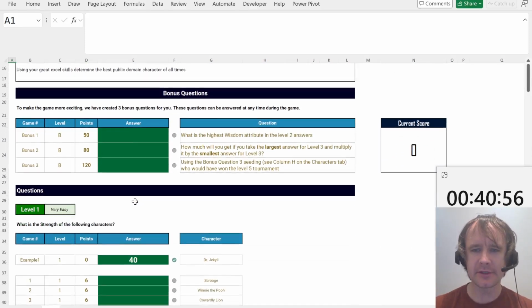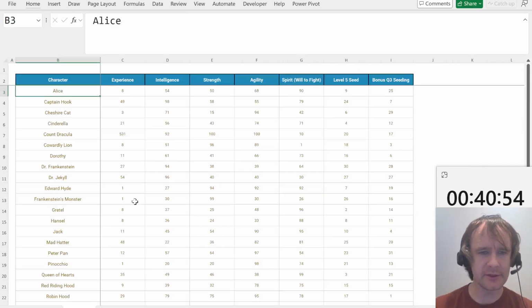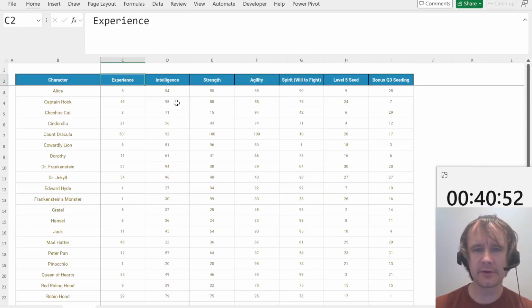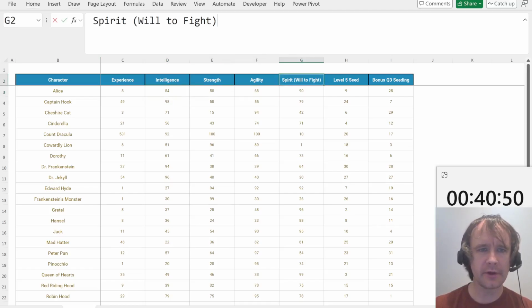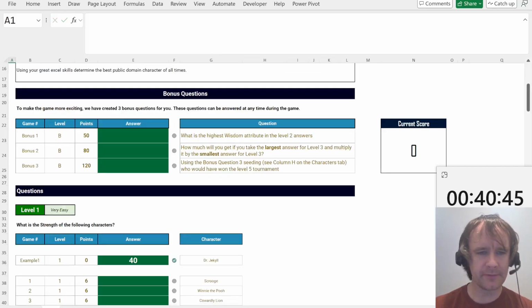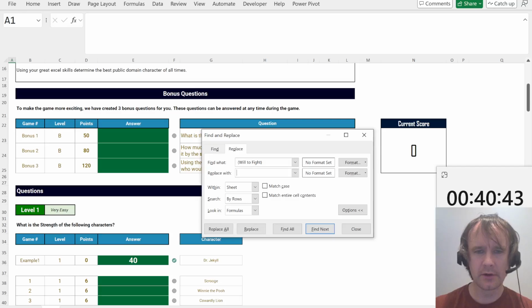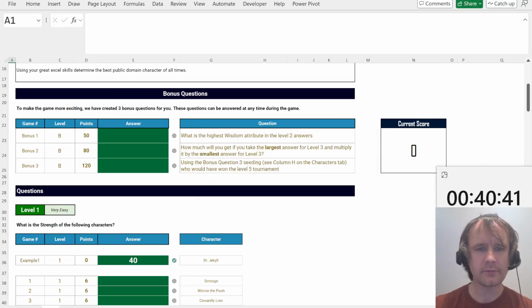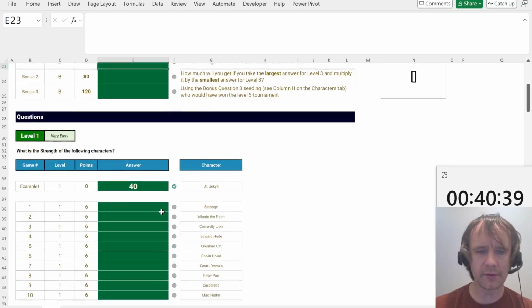Okay, so this is a fun one. So we'll hide the answer sheet. So we've got this list of characters. I remember one thing straight away. I'm going to replace every reference to spirit will to fight with just spirit. Okay, highest was, let's just get on.